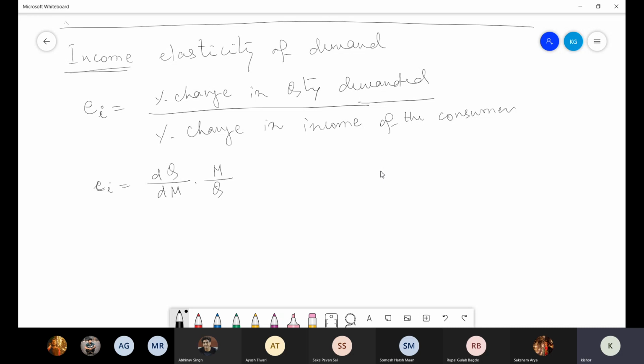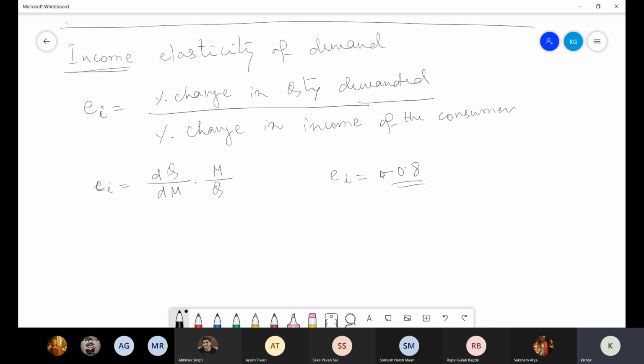M is disposable income. So in a normal situation, the relationship between quantity demanded and income is usually positive. So you will get a positive value. By default, you will get a positive value if the good is a normal good. But suppose someone tells you the income elasticity of a particular commodity is minus 0.8. How will you interpret it?